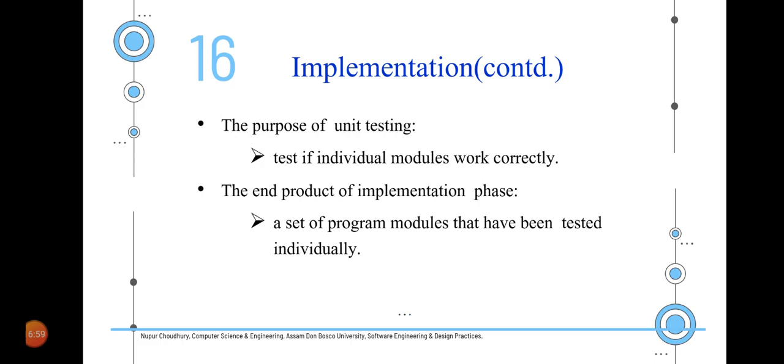The purpose of unit testing is to test if the individual modules work correctly, and the end product of the implementation phase is a set of program modules that have been tested individually. So the exit criteria would be a document consisting of the program modules as well as the unit testing results of each of the modules.